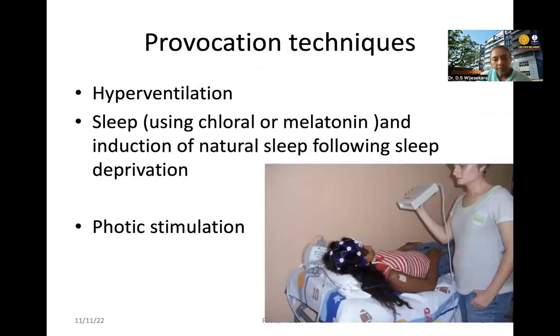Then while we are doing the EEG, we have some provocation techniques to improve the yield of the EEG. One is hyperventilation. You all know that in certain types of epilepsies, hyperventilation brings about discharges. And then you use sleep by using chloral or melatonin. And induction of natural sleep following a sleep deprivation. That means the child wakes up early the previous day and then falls asleep naturally during the EEG.